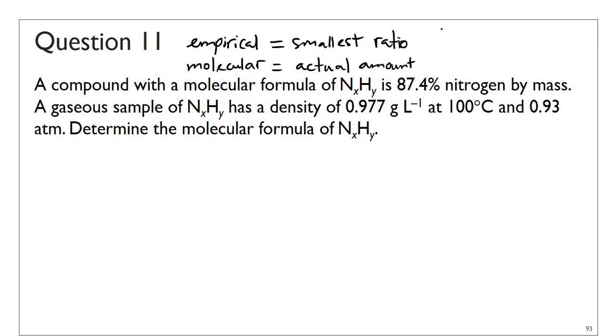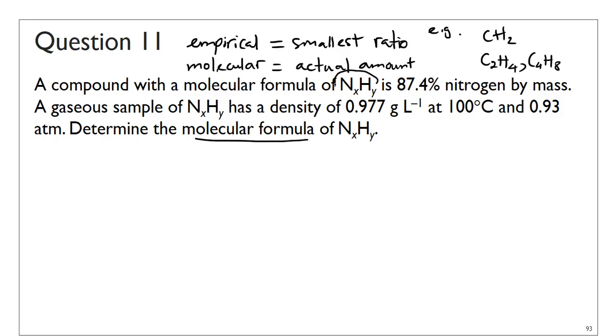Just for an example, I could say CH2 would be an empirical formula because 1 to 2 is the smallest ratio that you can have. But things like C2H4 or C4H8 would be examples of molecular formulas. Now, if you want to determine the molecular formula of something, first of all, they give you NxHy.